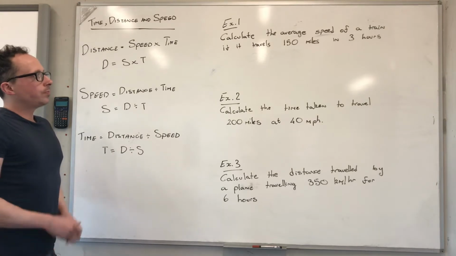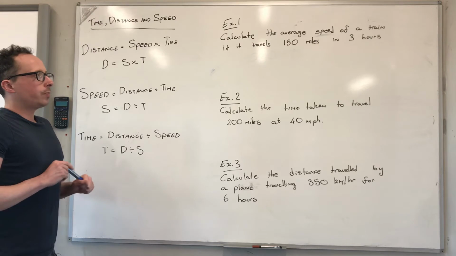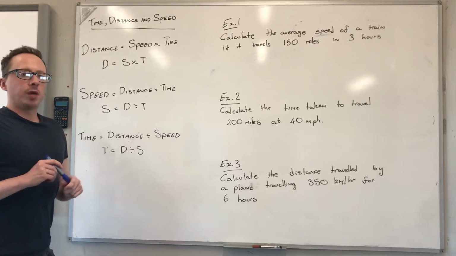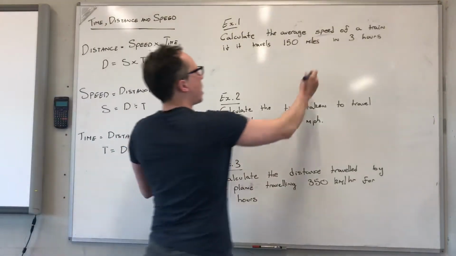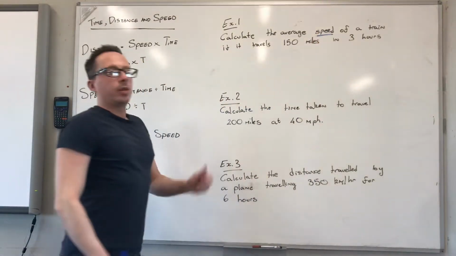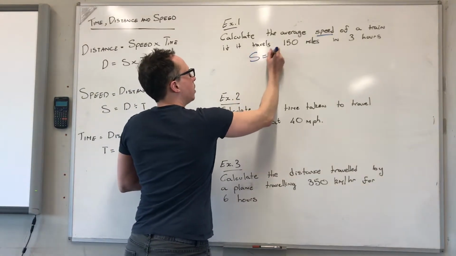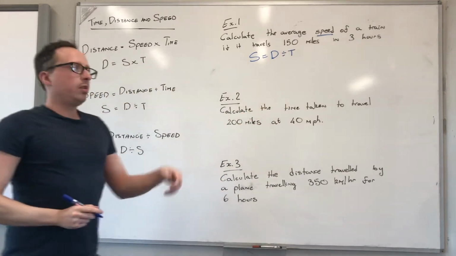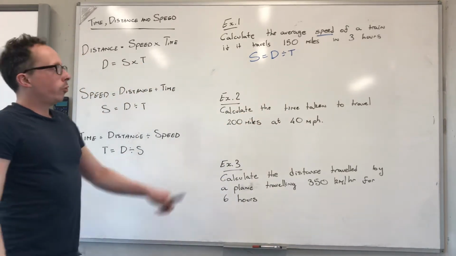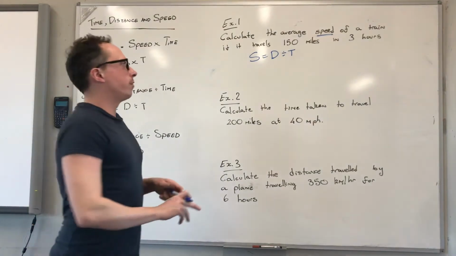So first one, it says calculate the average speed of a train if it travels 150 miles in 3 hours. So the first thing we need to notice is it is asking us to calculate the speed. So that means we're using the formula s equals d divided by t. And then we need to look at the question and find out what's the distance and what's the time, because that's what d and t stand for.